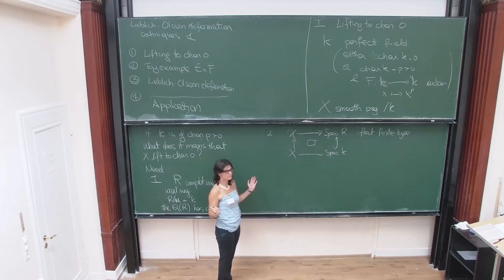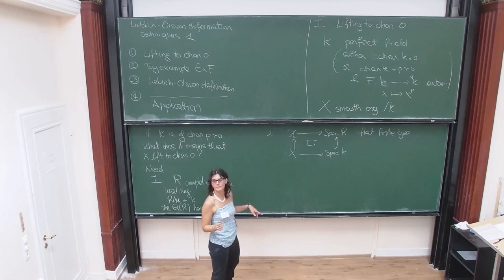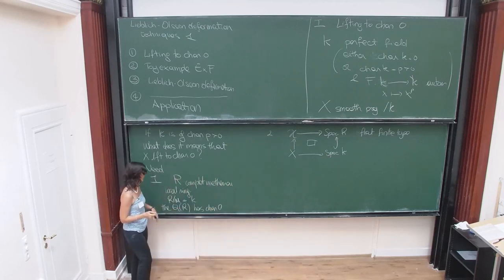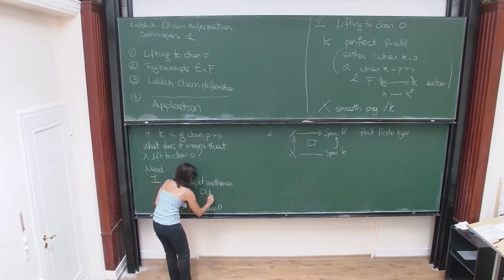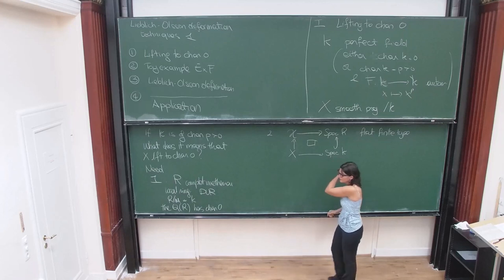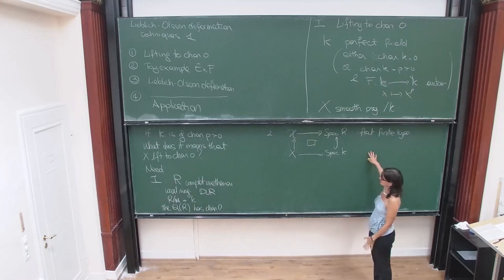Is this R a valuation ring or not? Yes, it's a DVR. Okay, so this is what it means that a variety lifts to characteristic zero.